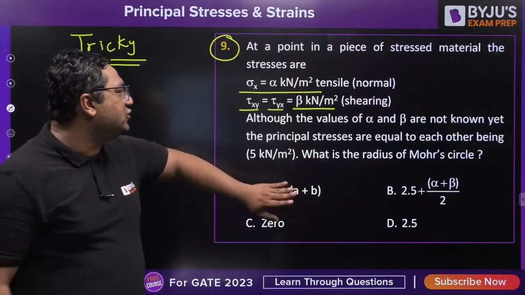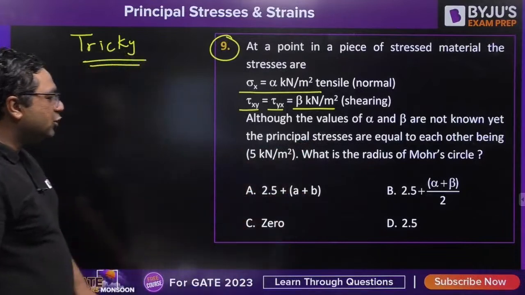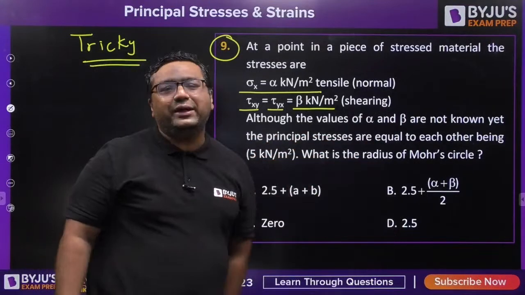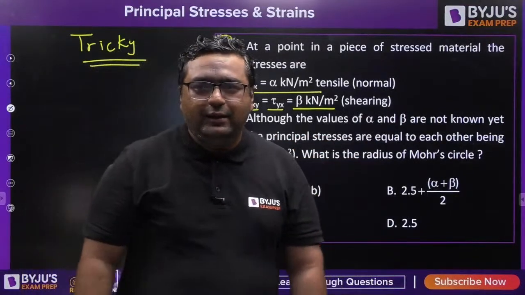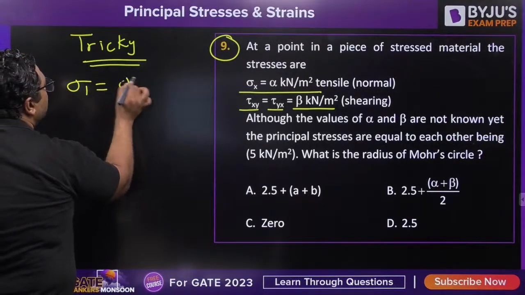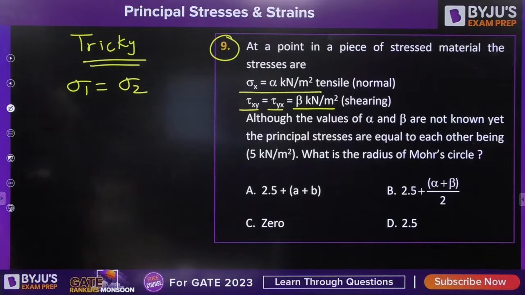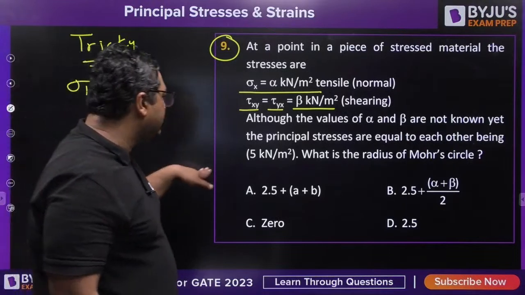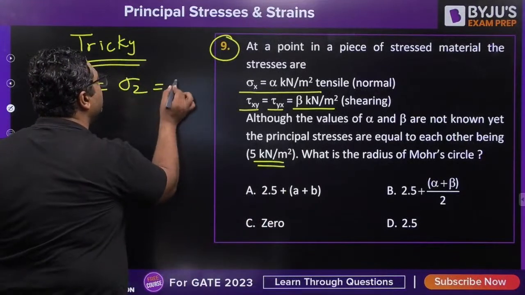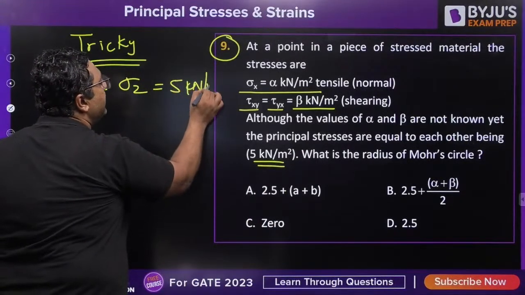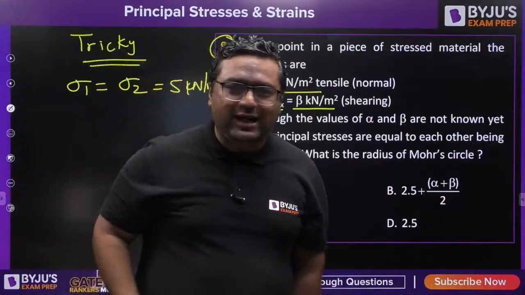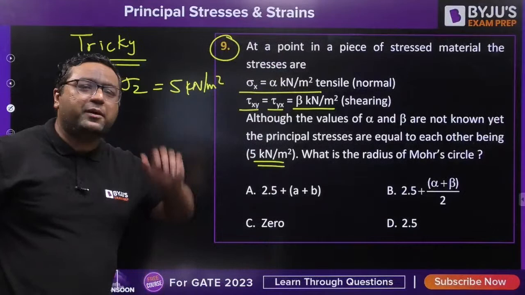What is the radius of Mohr circle? So my dear, this is given to us. Principal stresses are equal to each other. Yes, so my dear, when principal stresses are equal to each other, it means sigma 1 is equal to sigma 2, and they have also mentioned that it is equal to 5 kilonewton per meter square. Means they are equal in magnitude as well as equal in direction. That's why they have mentioned the same, 5 kilonewton per meter square.